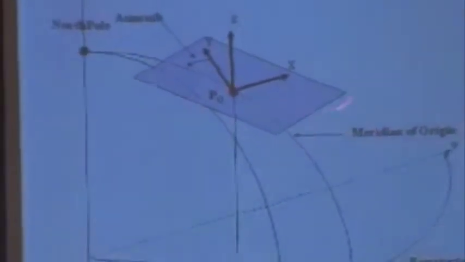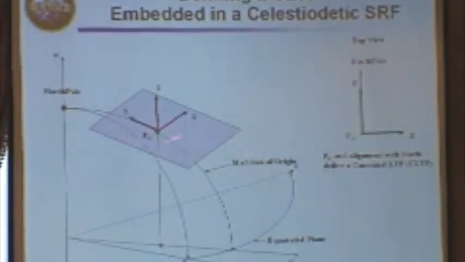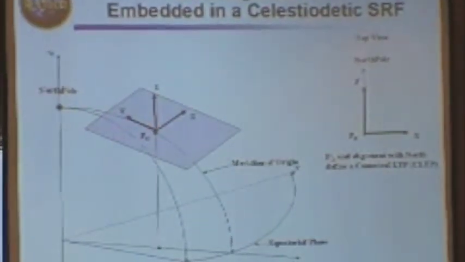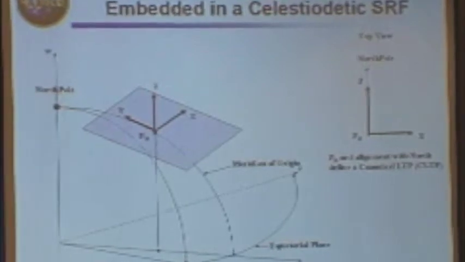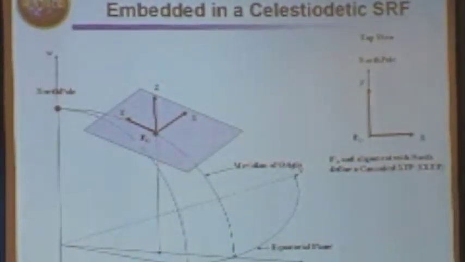So here's a picture in which, to specify the direction of y, we measure the azimuth with respect to north, and that parameter and the point position then totally defines this spatial reference frame. And if we make that azimuth angle 0, then that's the special case of a canonical LTP. And this is the space in which we define directions.